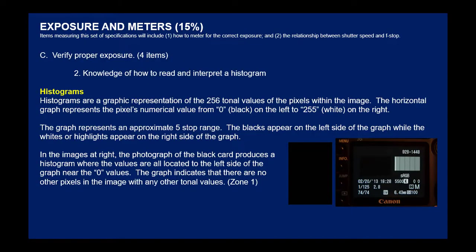Again, remember, histograms represent a numerical value, or tonal value, of the pixels within that image. So if we take a look at this image of a black card, you'll notice that the histogram is stacked far to the left near the 0. That's because 0 represents black, 255 represents white, and since there's no other tonal values in this image of the black card besides black, then we would anticipate that the histogram should be properly stacked to the left side.